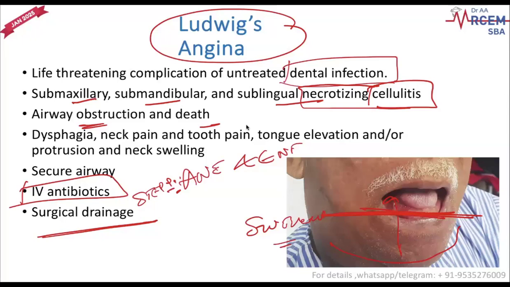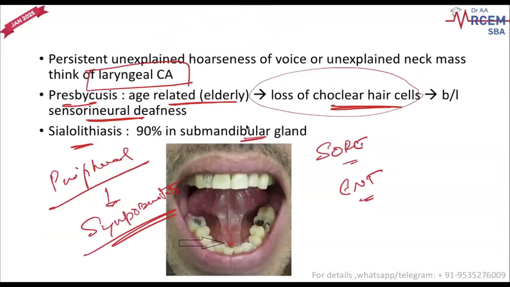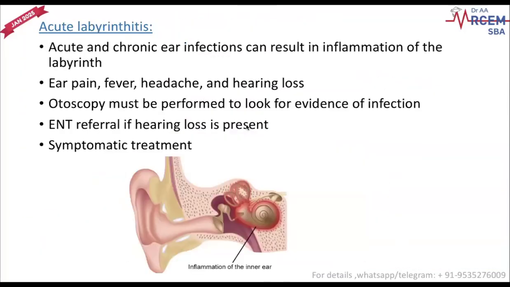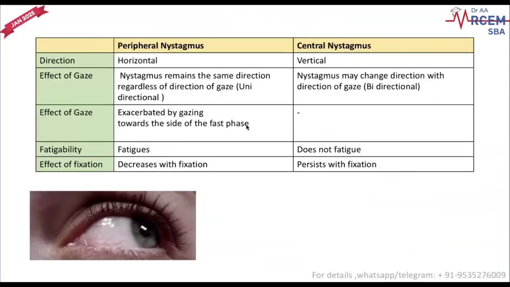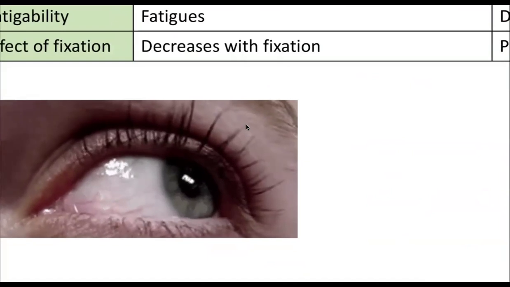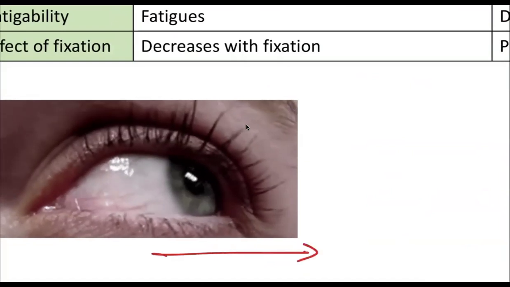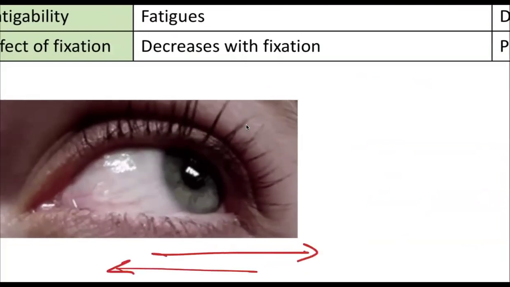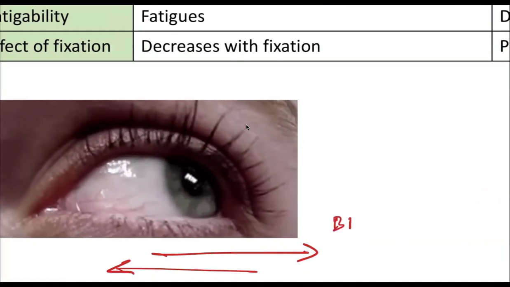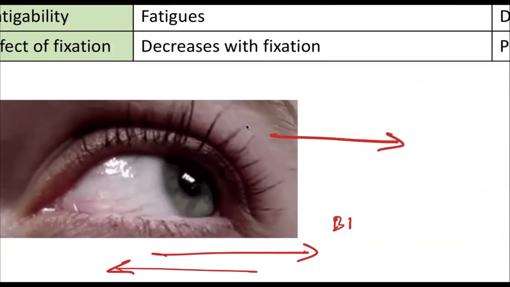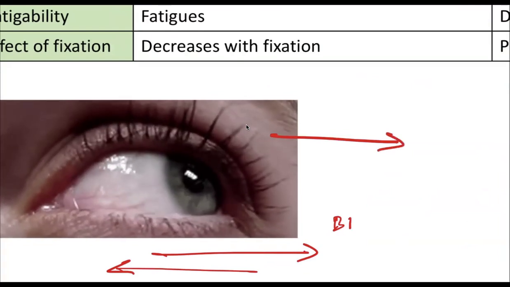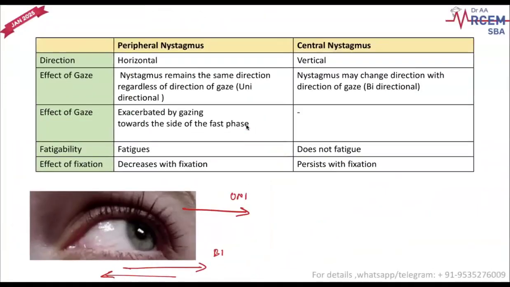Unilateral, bilateral, bidirectional. The fast phase we are talking about here, about the nystagmus, you have the question about the fast phase. The fast phase changes. For example, here the fast phase is towards this side. If the gaze changes, the fast phase might change to the opposite side. This is known as bidirectional. If the fast phase remains on this side itself for this person, even if he changes his gaze, then it is known as unilateral.